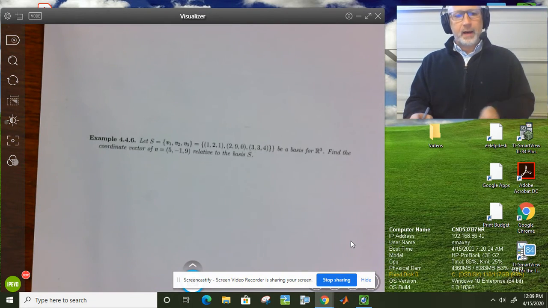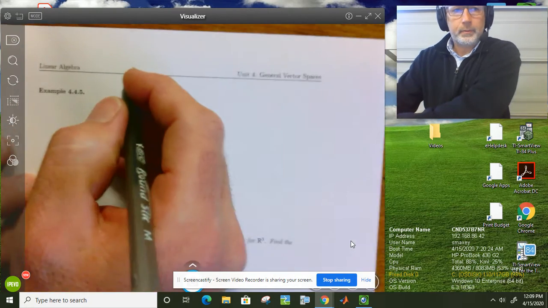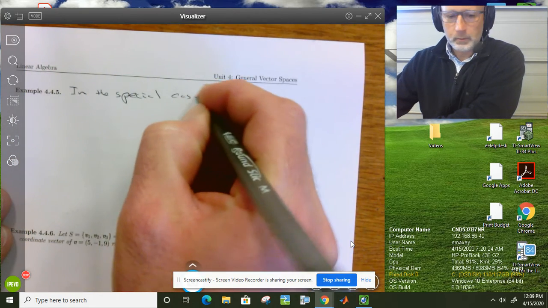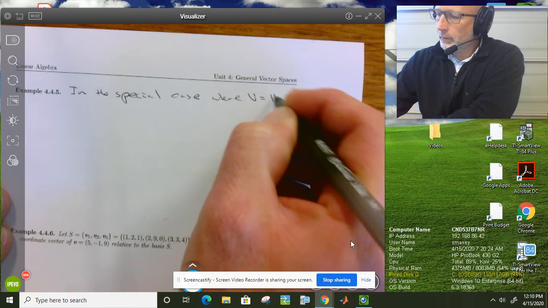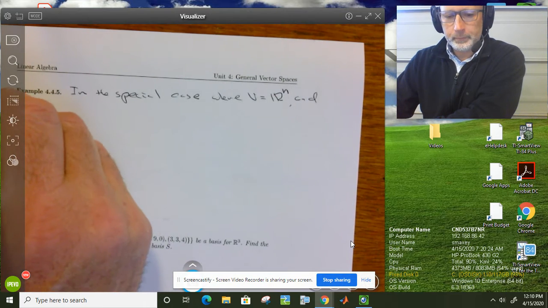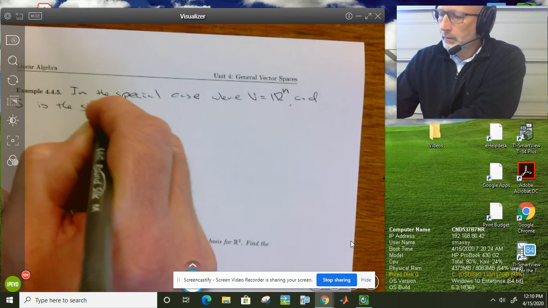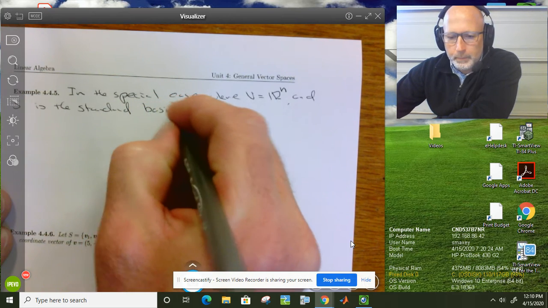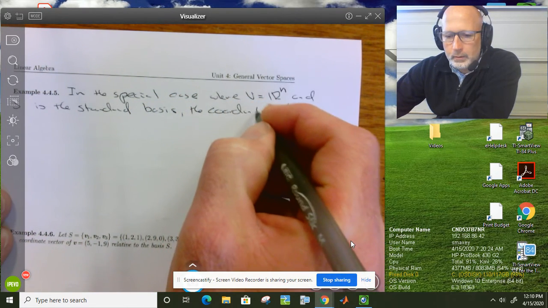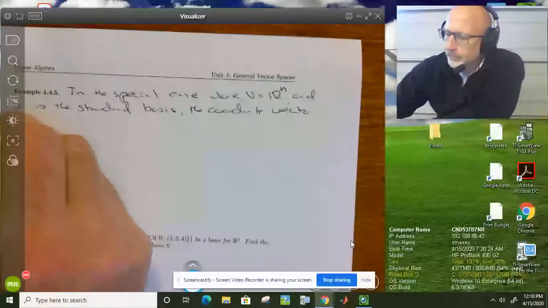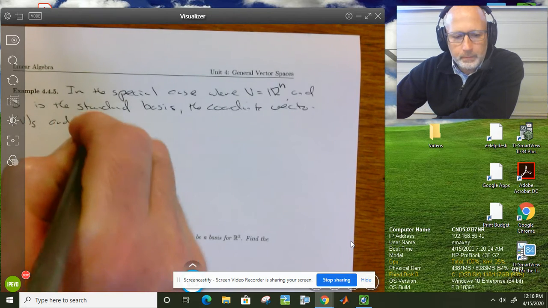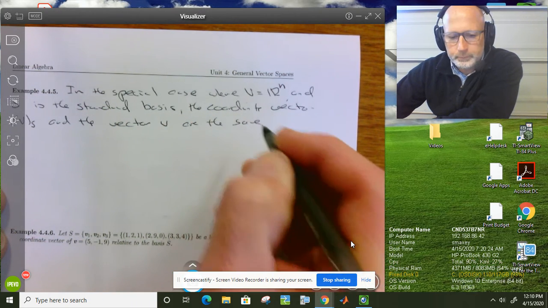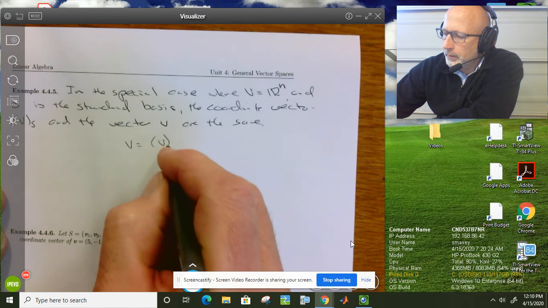Okay, example 4.4.5. In the special case where V is equal to Rn and S is the standard basis, that means each vector there has a unit length of 1, the coordinate vector v sub S and the vector v are the same. So v is equal to v sub S.